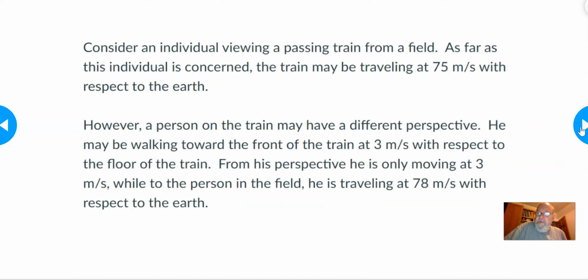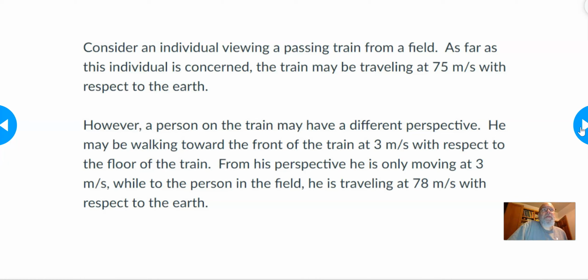So consider an individual viewing a passing train from a field. As far as this individual is concerned, the train may be traveling at 75 meters per second with respect to the Earth. So I'm standing in a field, I'm looking out there watching a train go by, and I see it go by at 75 meters per second. But if a person is on the train, they may have a different perspective. They may be walking toward the front of the train at 3 meters per second with respect to the train. So as far as that person is concerned, they're like, hey, I'm moving 3 meters per second towards the front of the train.